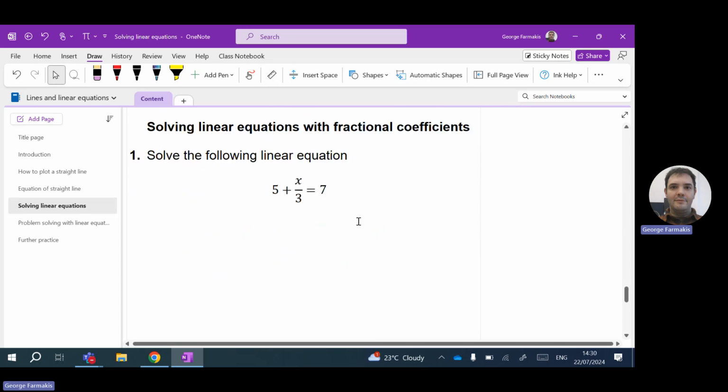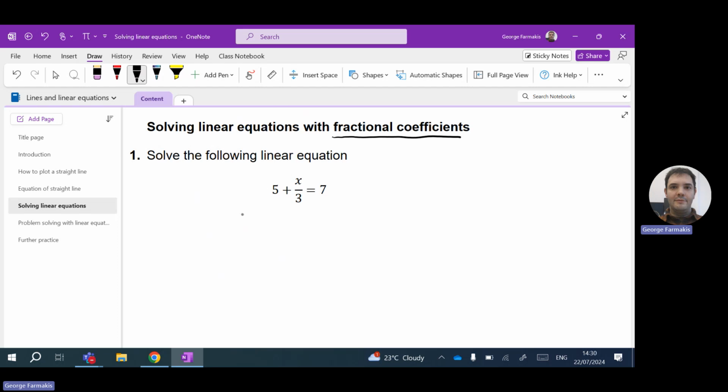Okay, let's see also a third case: solving linear equations when you have fractional coefficients. So equations of this form, 5 plus x over 3 equals 7. How can we do this? Again, try to isolate the unknown. Try to keep the unknown only on one side.